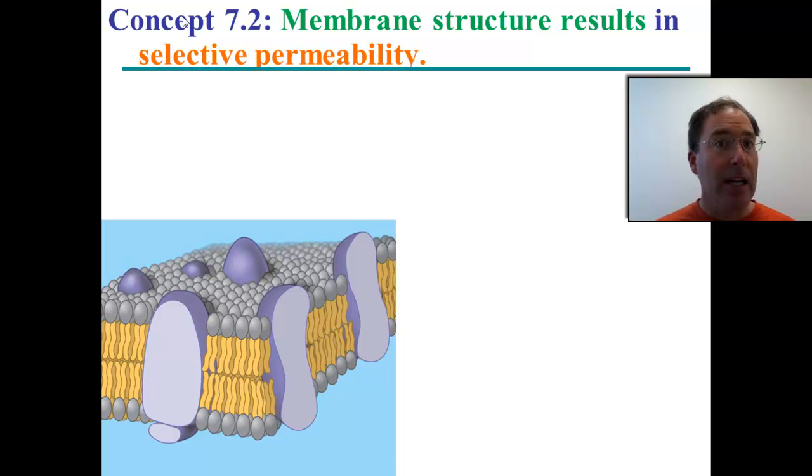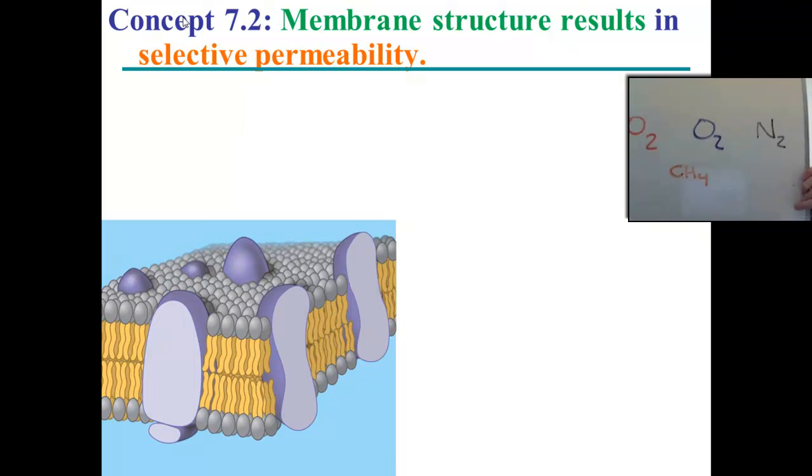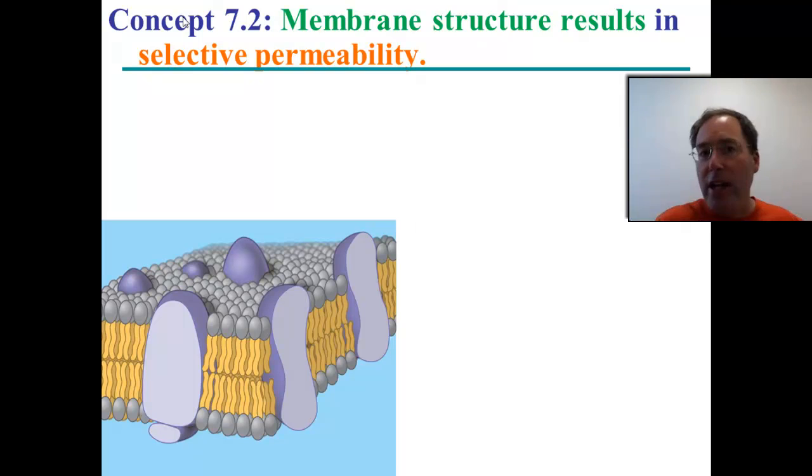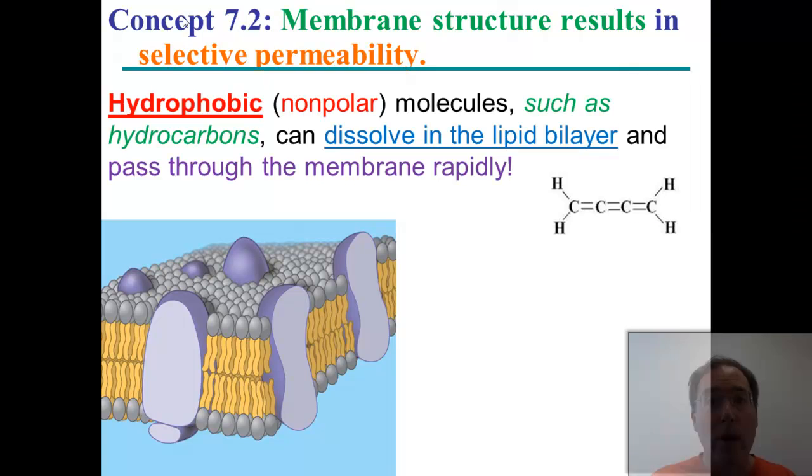Hey, 7.2 is talking about membrane structure, and the whole theme of selective permeability means some things can get in, some things cannot directly through the membrane. Some things need help getting through the membrane by way of a protein, and so it's all about small uncharged molecules. Here are some examples of these small uncharged molecules, such as oxygen gas, carbon dioxide gas, nitrogen gas, and of course fart gas, methane. Those are all small and uncharged. They can get through the membrane without needing any assistance whatsoever.